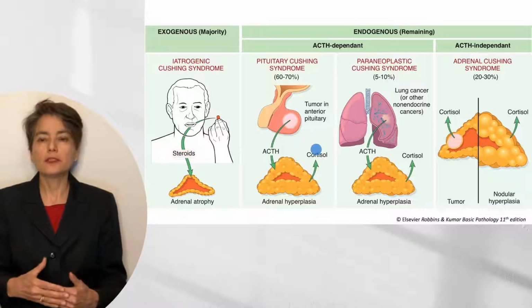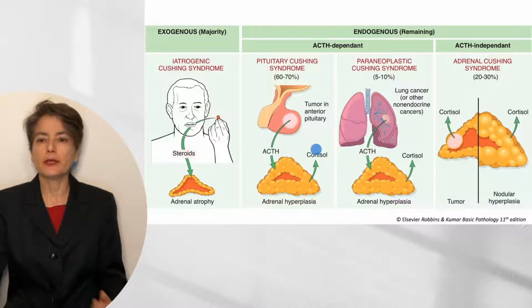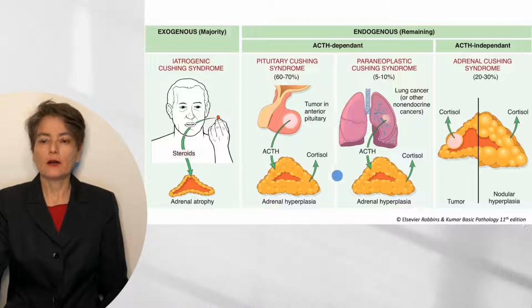Another cause, of course, is our paraneoplastic Cushing syndrome. Here you can see a small cell carcinoma of lung, which is generating ACTH, causing adrenal hyperplasia and cortisol. And finally, when you have the lack of regulation, there's no feedback inhibition, we have our adenoma or a carcinoma generating cortisol, or our nodular hyperplasia.